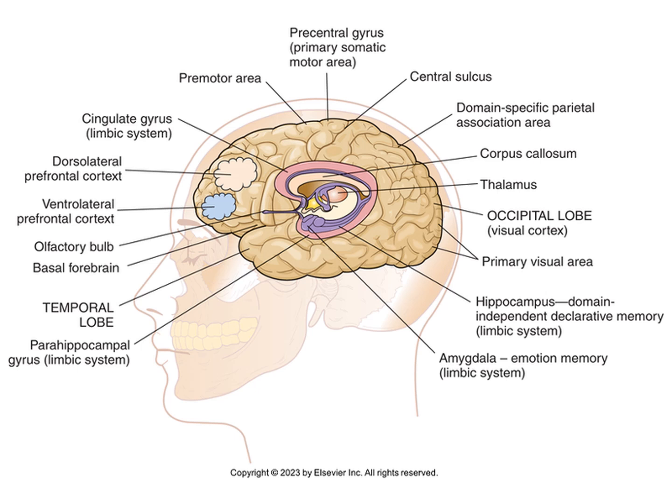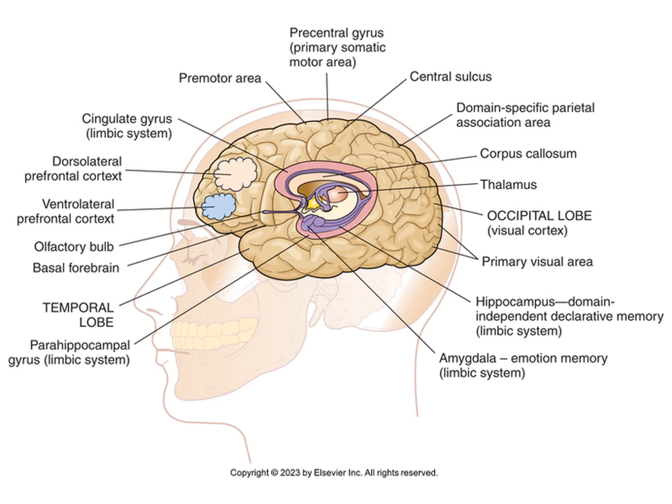The precentral gyrus, also known as the primary motor cortex, is the command center for voluntary movement. Just in front of it lies the premotor area, which helps coordinate complex motor sequences. Behind the central sulcus is the parietal association area, responsible for integrating sensory input, including spatial awareness and navigation. The primary visual area, located in the occipital lobe, processes incoming visual stimuli, while the corpus callosum bridges communication between both brain hemispheres.